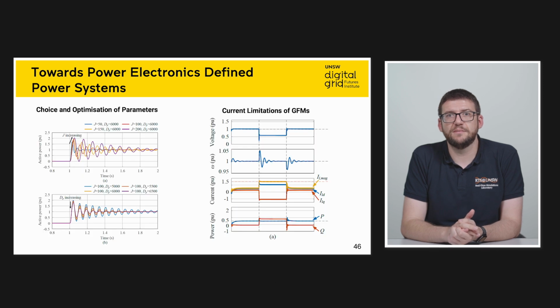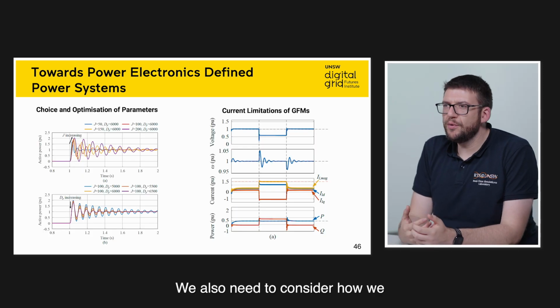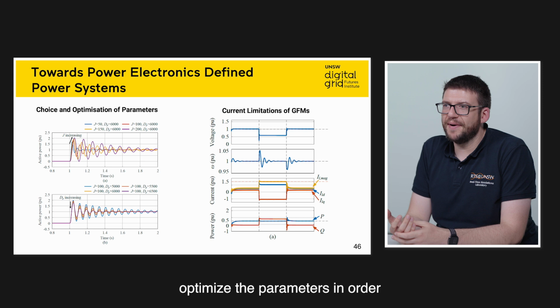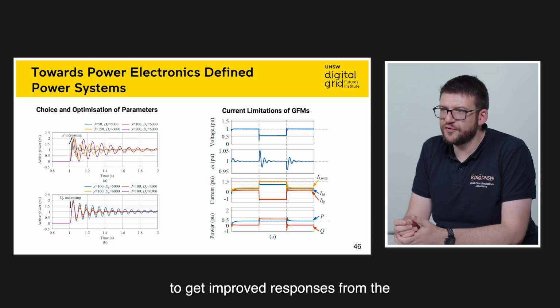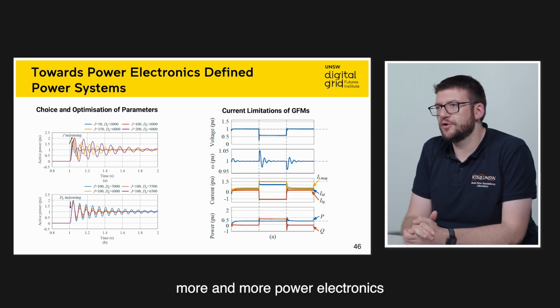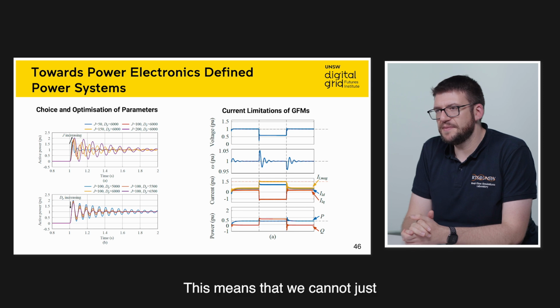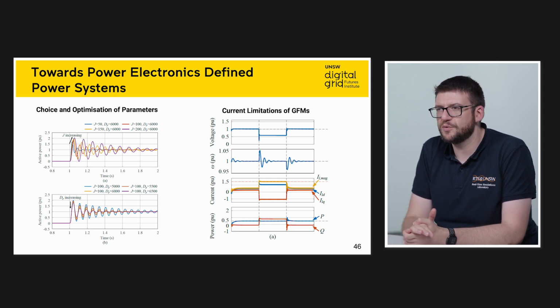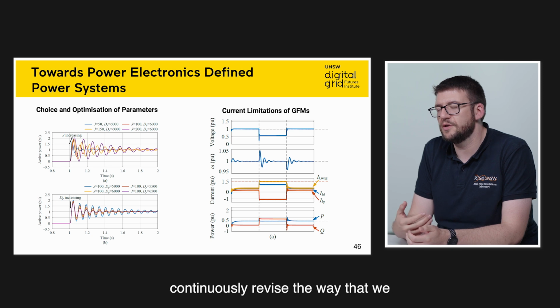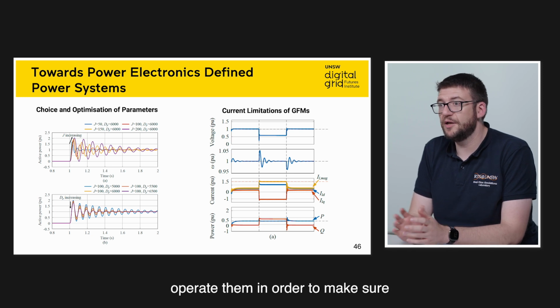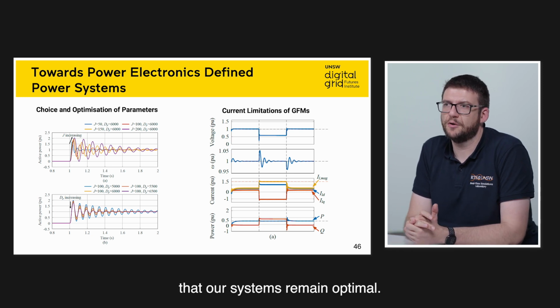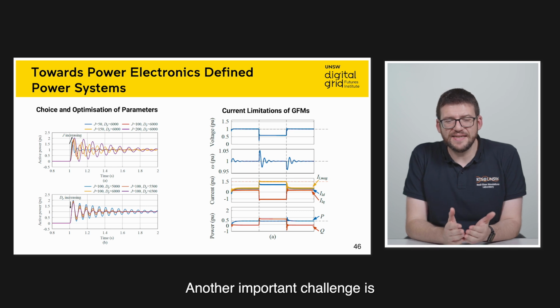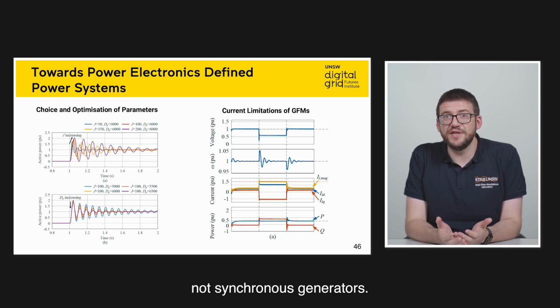We also need to consider how we better choose and optimize the parameters in order to get improved responses from the more and more power electronics we introduce into our power system. This means that we cannot just install our systems and let them run for the next 20 years. We have to continuously review and revise the way that we operate them in order to make sure that our systems remain optimal.